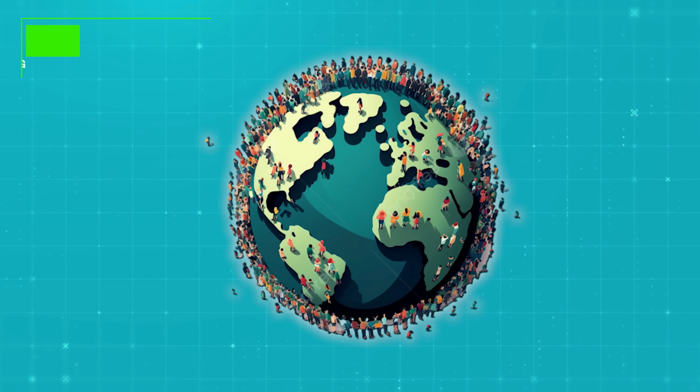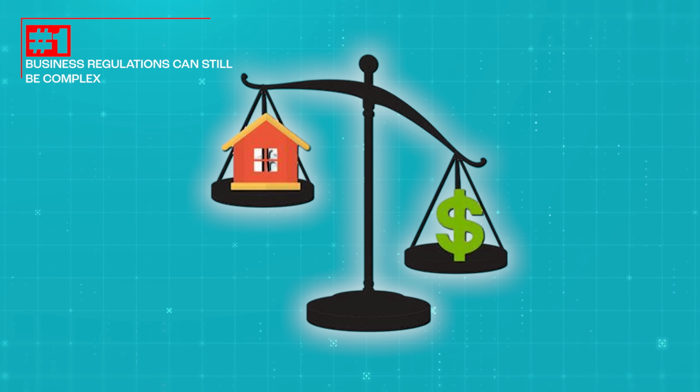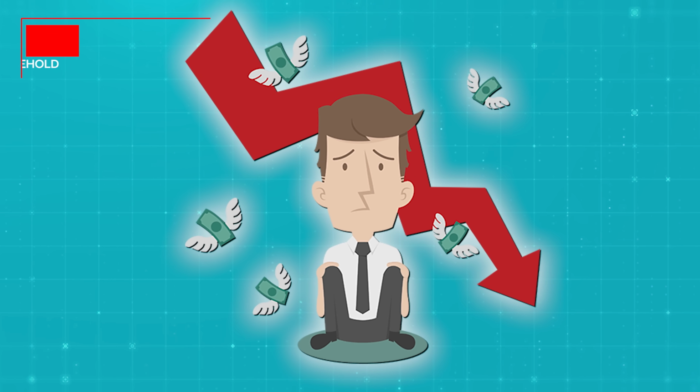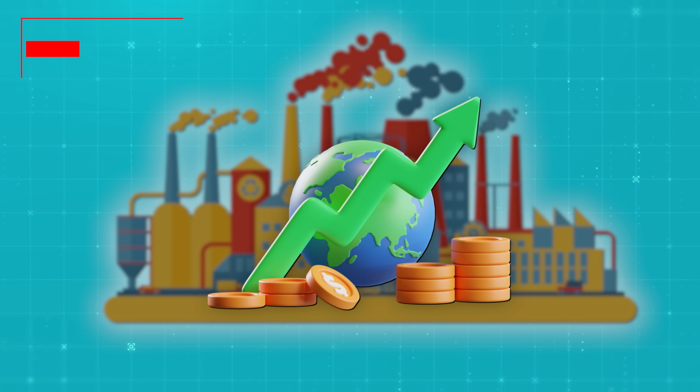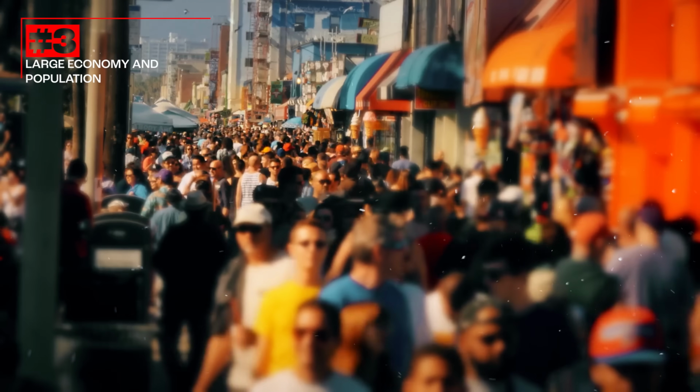Now, the state of Texas also has a large and growing population, providing a vast potential customer base for your business. However, there are also some drawbacks to consider when starting an LLC in Texas. First off, Texas's business regulations can still be complex, especially for specific industries, which may actually require additional licensing. Also, while the cost of living is generally lower than in many other states, certain urban areas in Texas can be expensive. Also, the competition in some industries might be more intense due to the state's large economy and growing population.